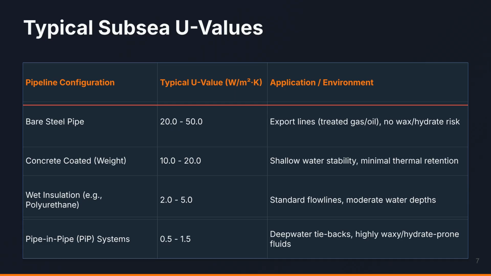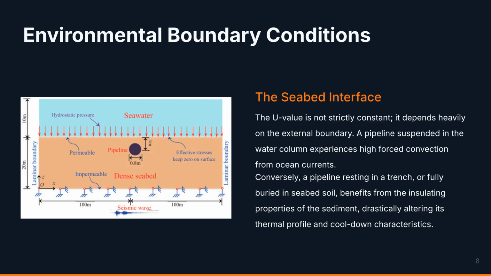This table highlights typical U values for various configurations, ranging from bare steel pipe to high-performance pipe-in-pipe systems used in deep-water tiebacks. Environmental boundaries matter. A pipeline in open water experiences high convection from currents, while one buried in seabed soil benefits from the natural insulating properties of the sediment.